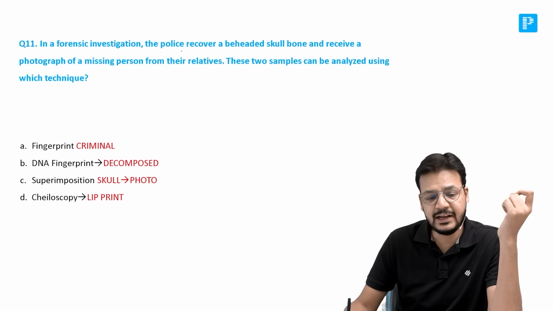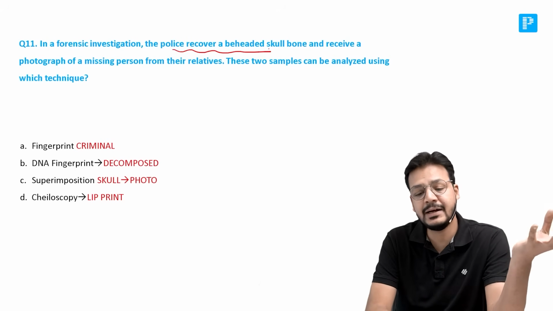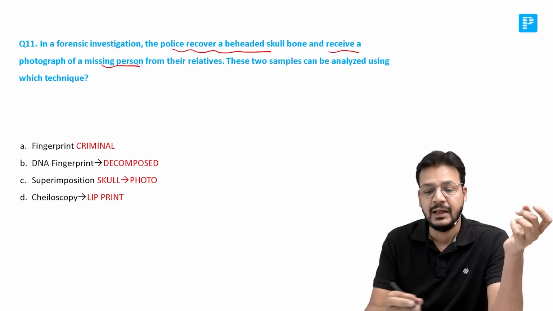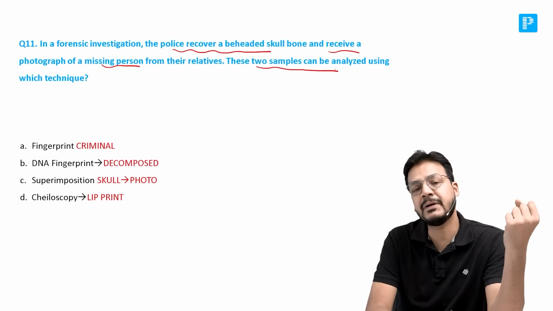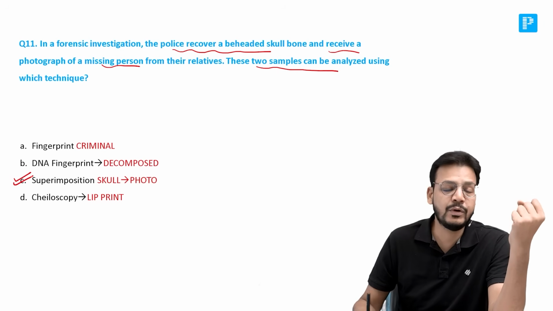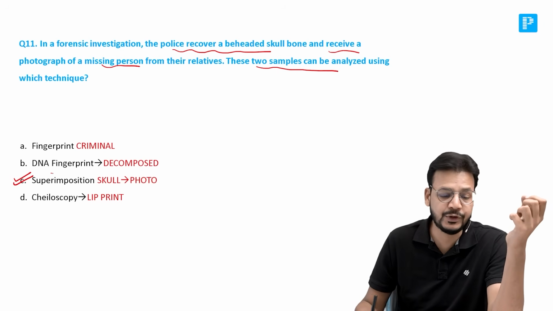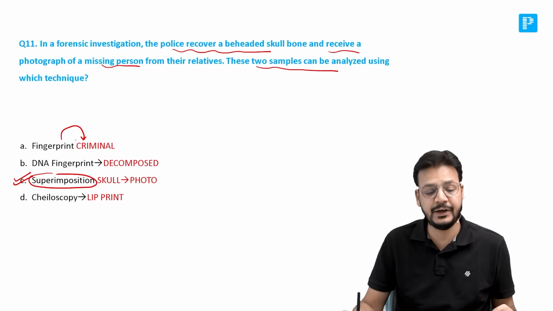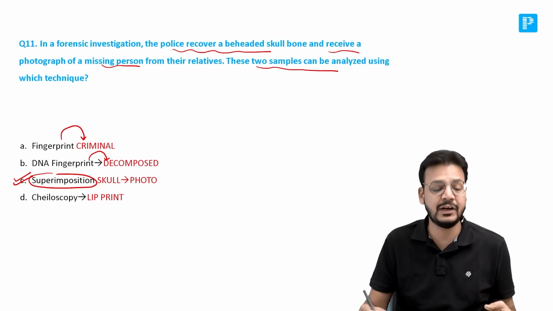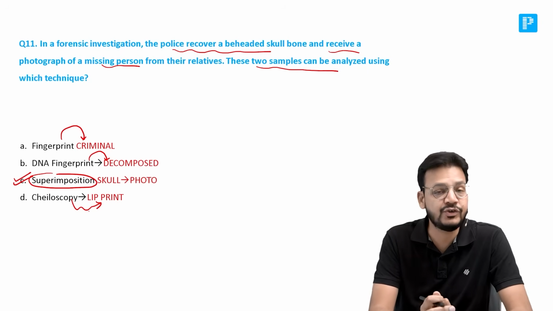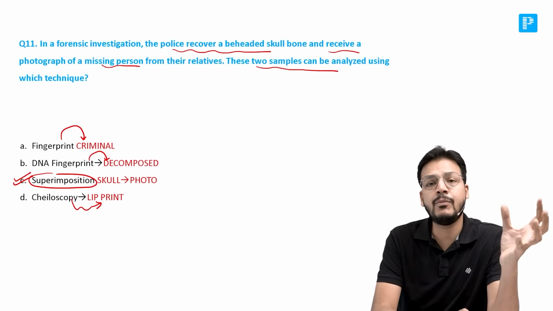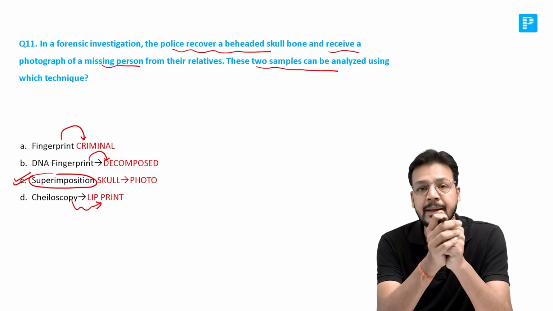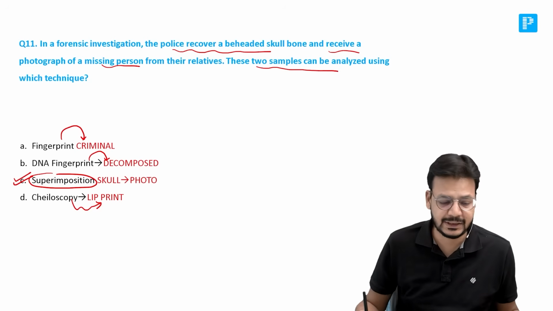Now, sir, in forensic investigation, the police recover a beheaded skull bone and receive a photograph of missing person from their relative. And the two samples can be analyzed by which technique? Sir, the skull bone with photograph, we use a superimposition technique. The best method for criminal identification is fingerprint. For decomposed body, DNA fingerprint and examination of lip print, cheiloscopy. But skull bone and photograph are analyzed with each other. The branch is known as superimposition technique. So here answer is option C.